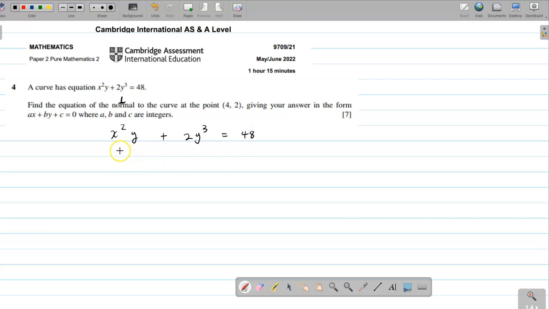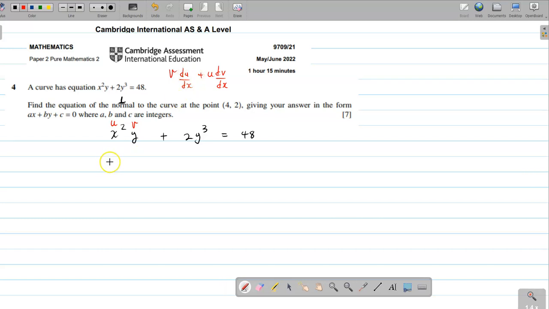So what we have here is an implicit differentiation, and here we're going to have to apply the product rule. So let us recall the product rule. We're going to label the x squared as u, and we're going to label the y as v. So the product rule is v du/dx plus u dv/dx. So this part here we will apply the product rule, which is this here.